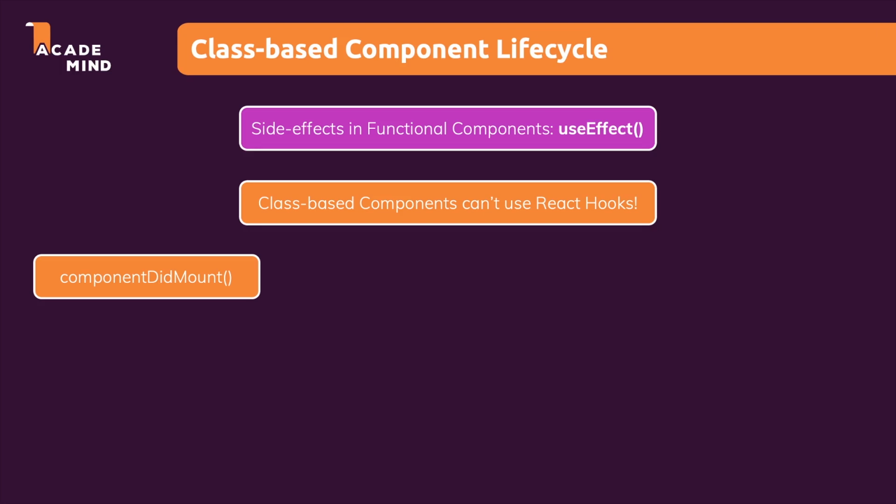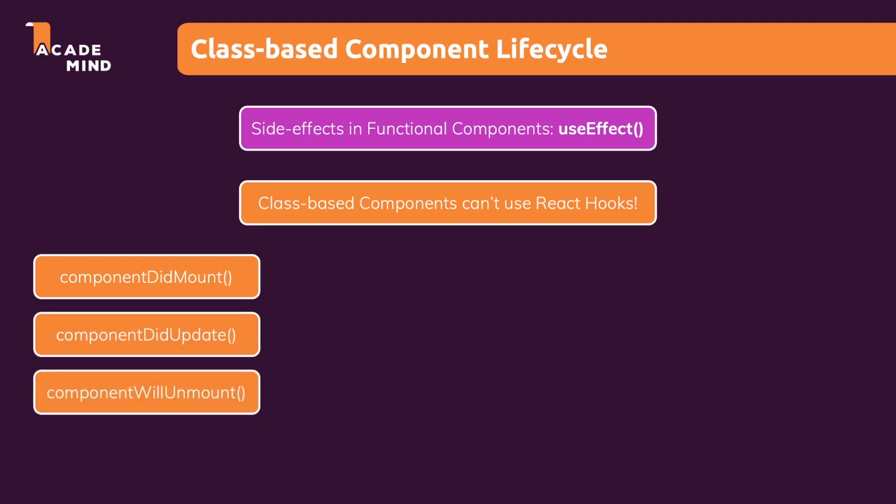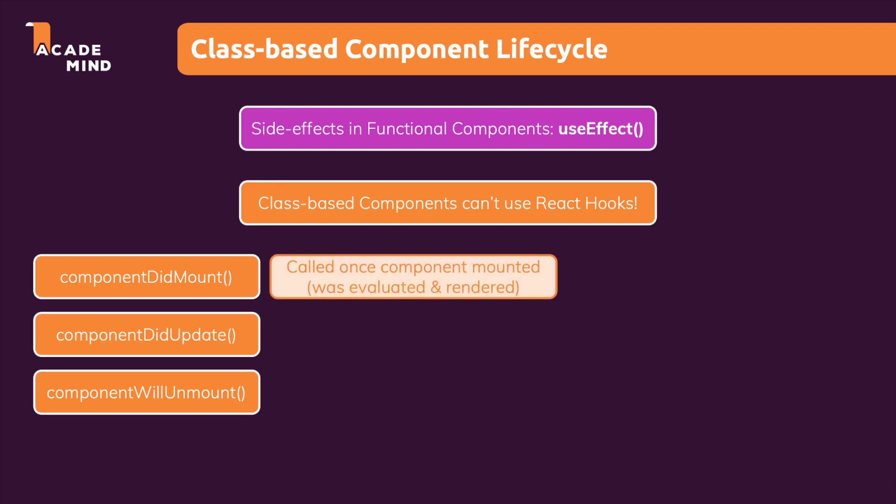Other lifecycle methods you can add would be componentDidUpdate and componentWillUnmount. There are a couple of other less important lifecycle methods, which we'll not take a closer look at here, because these three lifecycle methods are by far the most important and common ones. Now, as I said, componentDidMount is called when a component is mounted, so when it was evaluated and now rendered to the DOM.